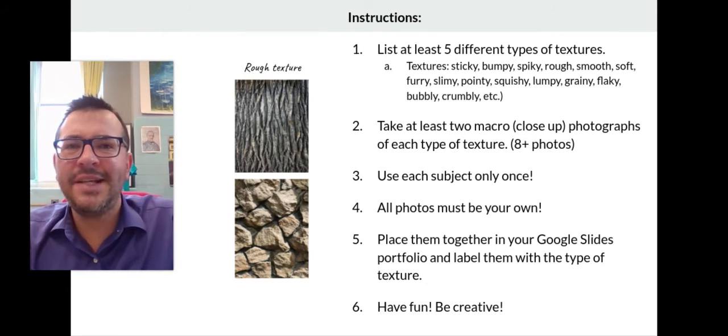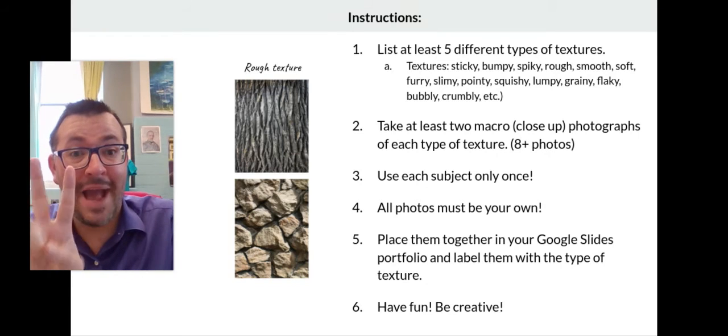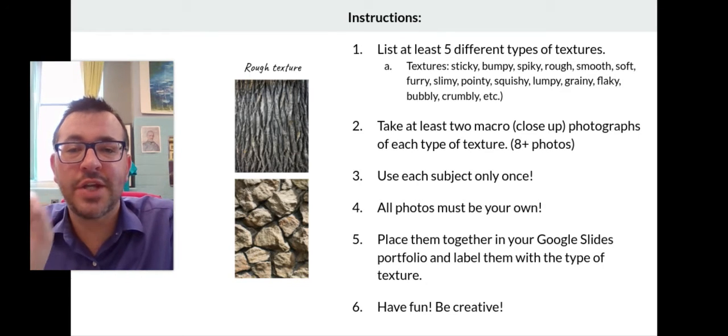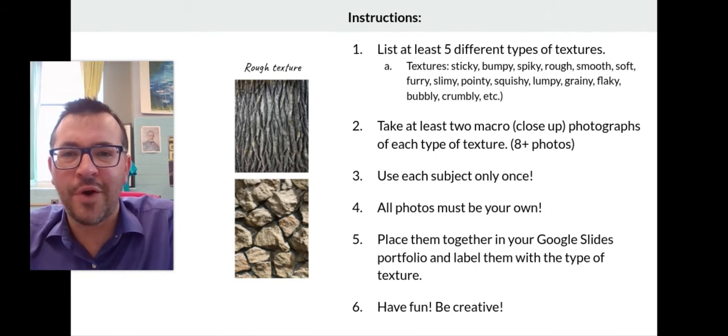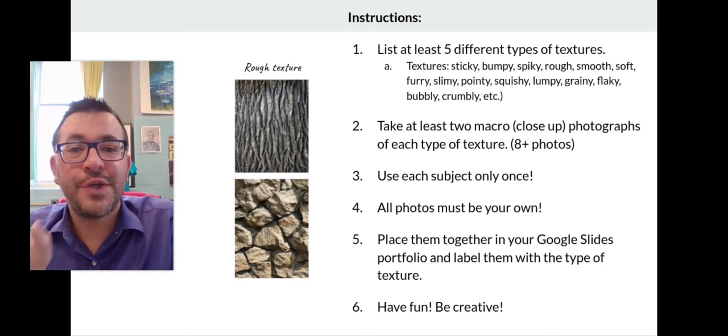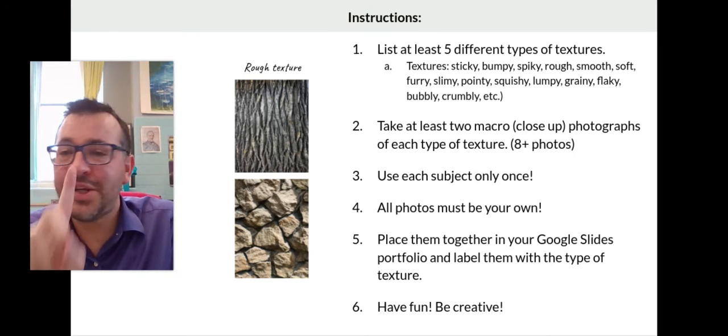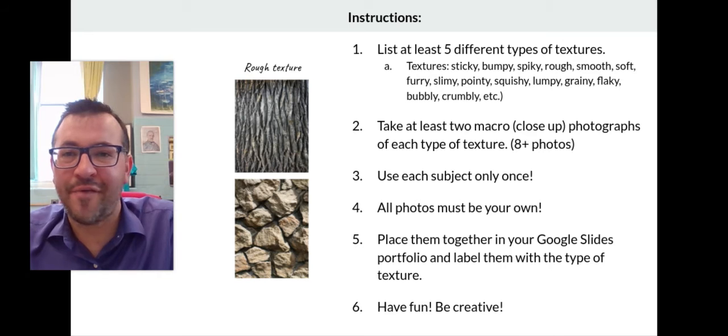You're going to take at least 2 macro photos of each type of texture. So it says 8 plus, that should be 10. I'm not good at math. So 5 different types of texture, 2 photos each, that's 10 photos. So you'll use each subject only once. Once you take a photo of that tree bark, it's done, right? These rocks for rough texture, they're done.